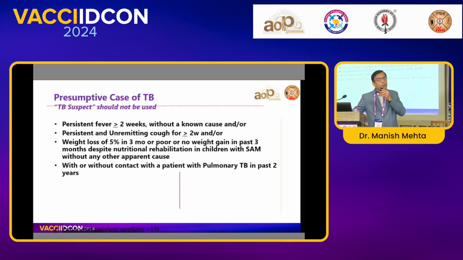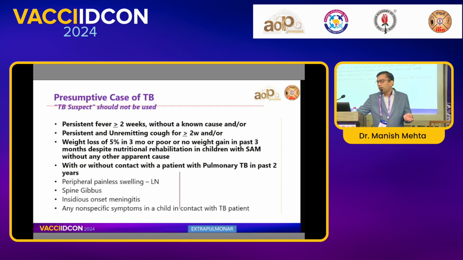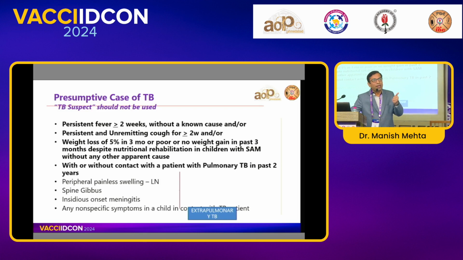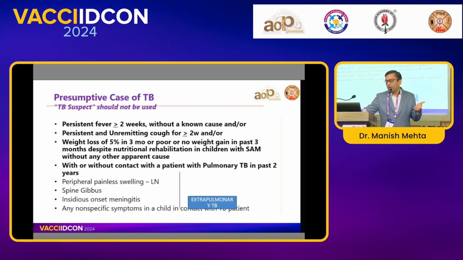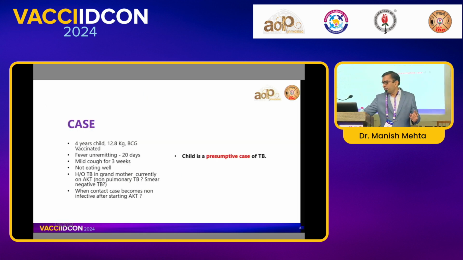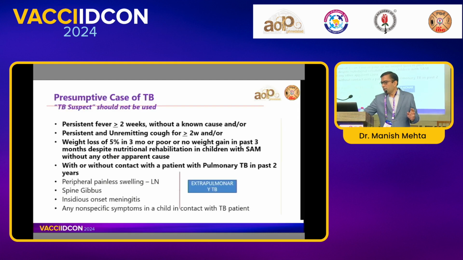In children, the problem is that most of the time extrapulmonary tuberculosis is much more common than pulmonary tuberculosis. So we have to look for peripheral painless swelling, lymph nodes, spine gibbus, insidious onset meningitis, or any non-specific symptom with a contact with a TB patient. So if a child has a history of contact with a tuberculosis patient and there are none of the classical symptoms mentioned above, still we have to think of tuberculosis if there is a history of contact. So these are the criteria on which basis we will suspect tuberculosis, not diagnose. We will just suspect tuberculosis.